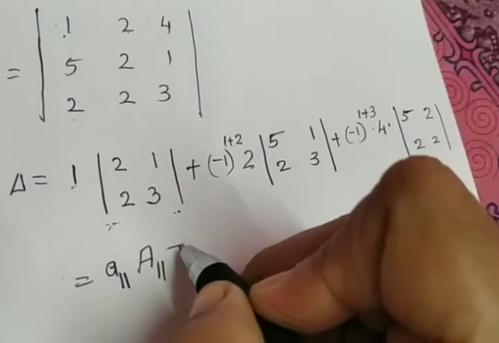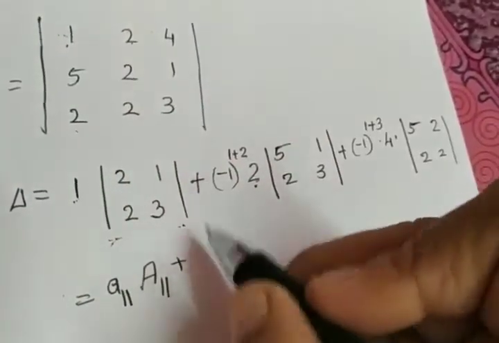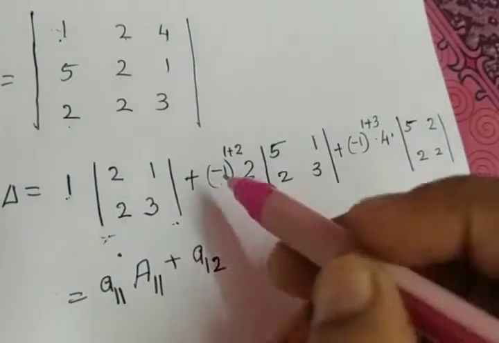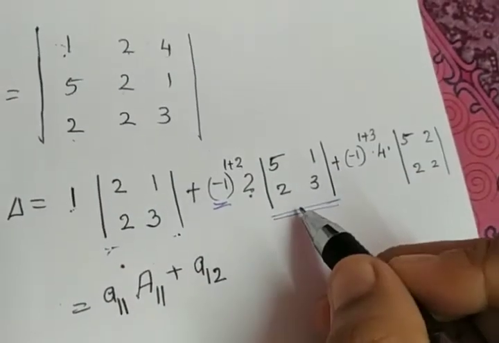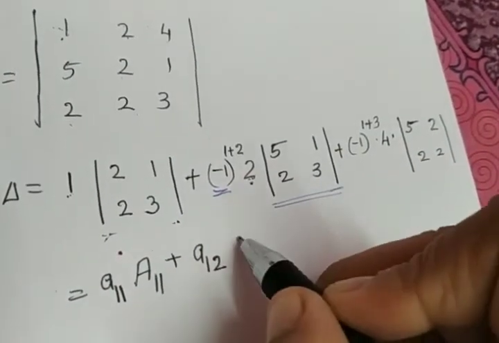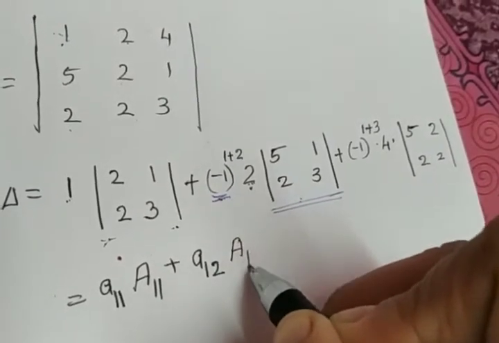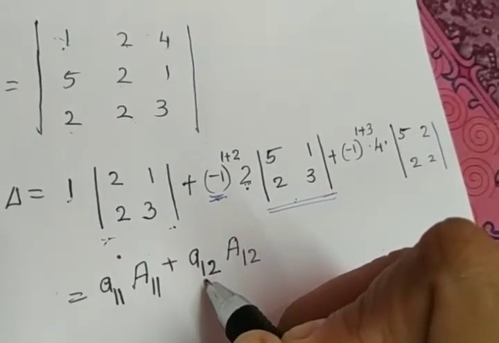Okay. Plus, this element is the element in the first row, second column. So we can write it as A12. And if I am taking the sign together with the determinant, it is the cofactor of this element 2. So instead of those two underlined values, I can write capital A12. Capital A12 represents the cofactor of A12.